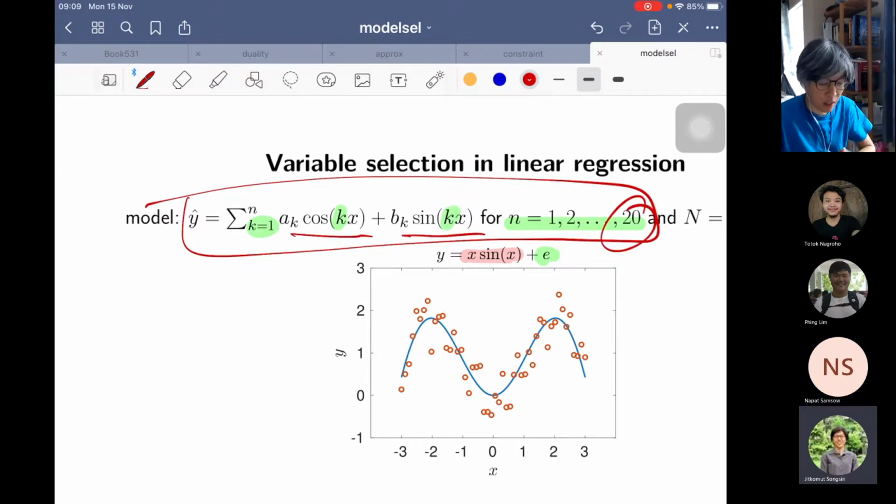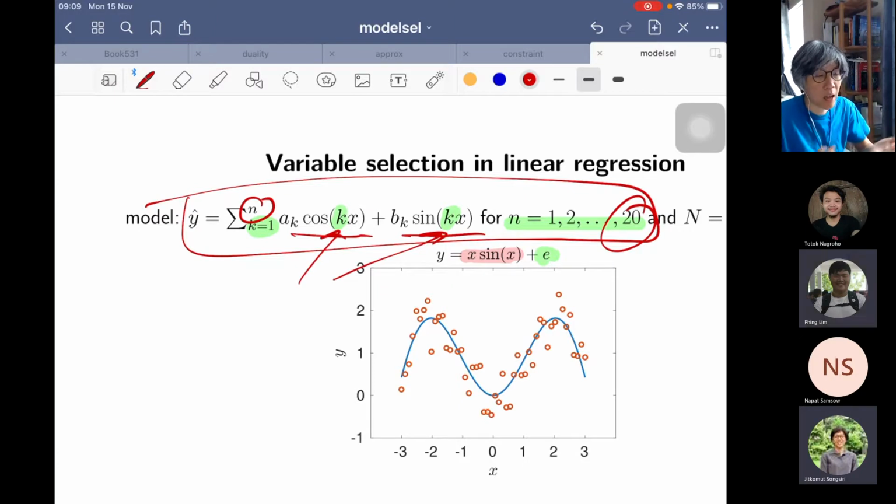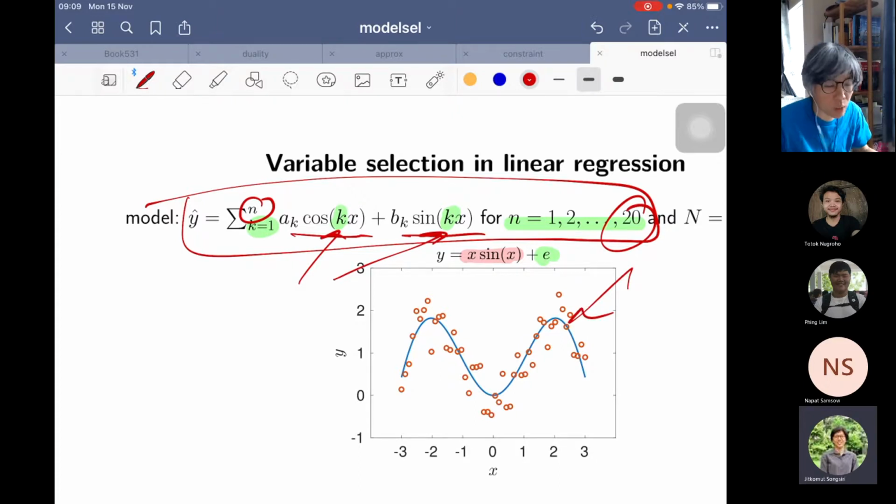Because in this representation, I represent my y as sinusoids at different frequencies. If I use a higher number n, it means that I decompose my signal as a sum of so many frequencies. I allow more frequency components in the signal y. So choosing a model basically means, in this context, choosing an appropriate number n, and I vary n from 1 to 20.